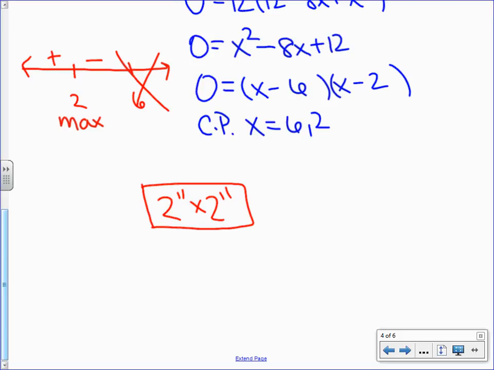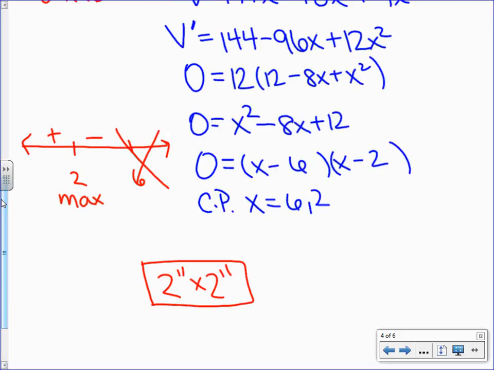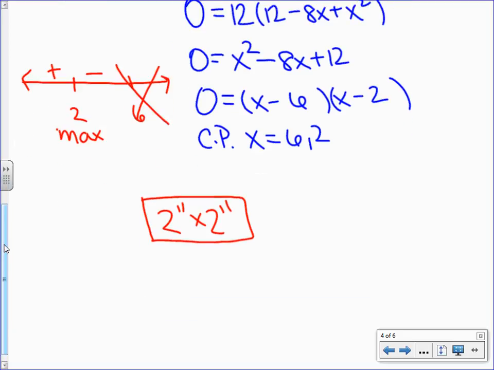Now, do you have to justify the max? Probably not. However, if I don't see evidence that you tested for a max or a min, you will not get full credit for your problem. Also, make sure you answer the question. Okay.